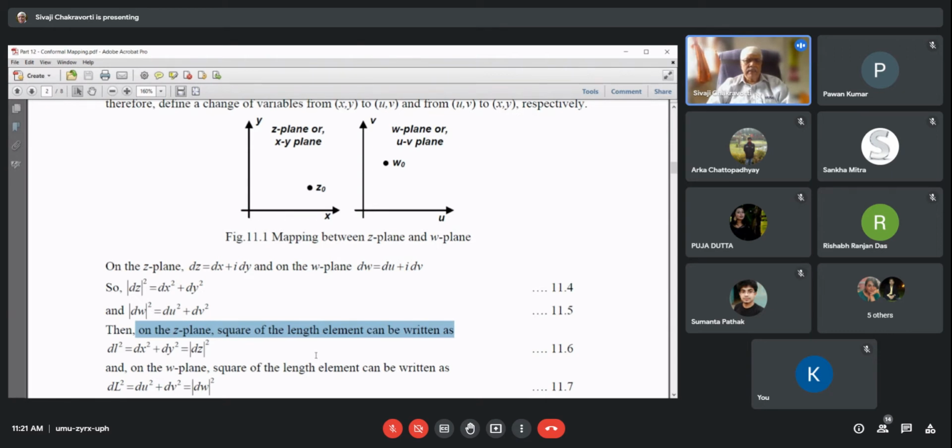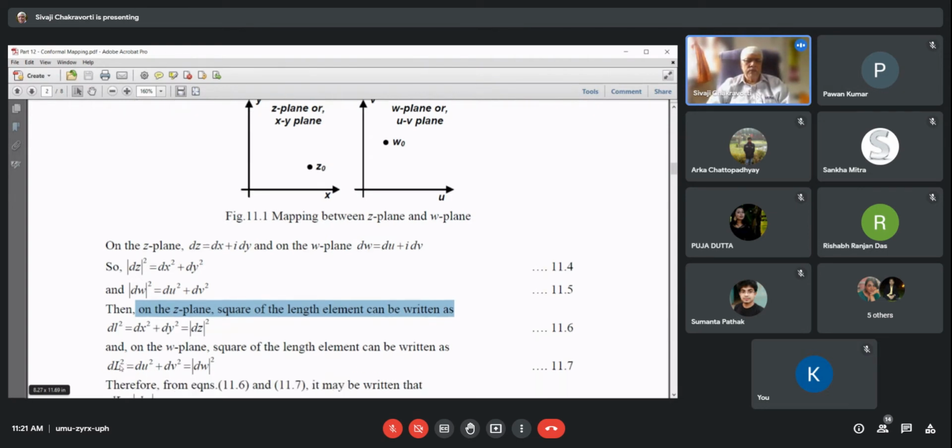Any small length element dl, that must be the dl square, that must be equal to modulus of dz square, that you can all understand. So this is nothing but dx square plus dy square. And on the w plane, similarly, if I take a small length element, the square of the length element, I am saying capital L to represent it on the w plane, and the small l is represented on the z plane. So dL square is du square plus dv square, which is modulus of dw square.